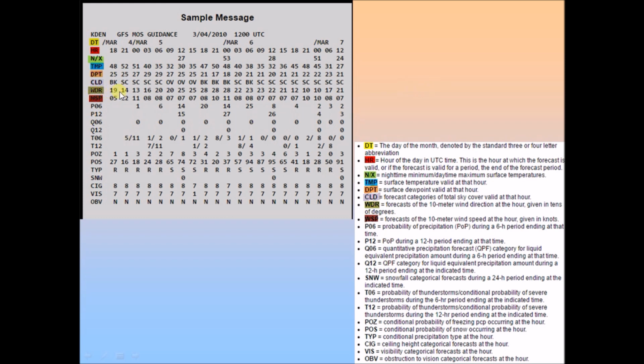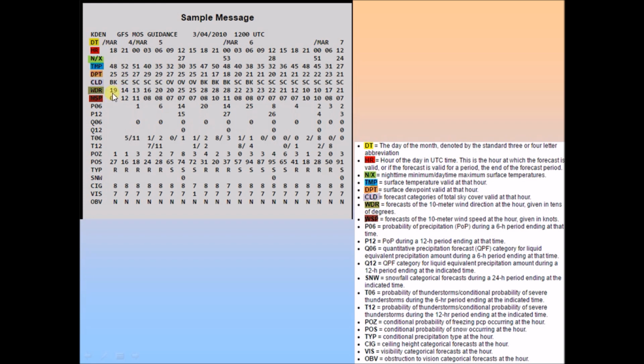WDR stands for wind direction. So it's 10-meter winds, or 10 meters above the surface of the earth, and that's the wind direction. So where is the wind coming from? Now these are measured in units of degrees.